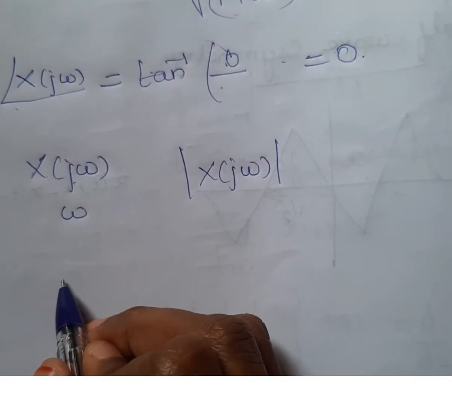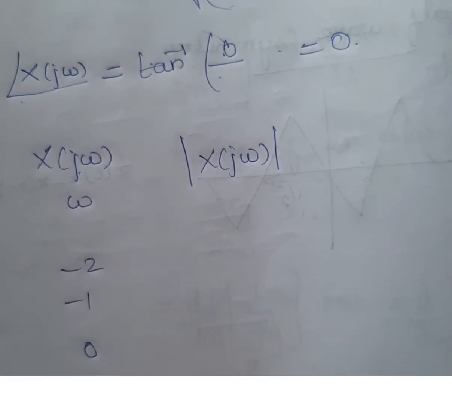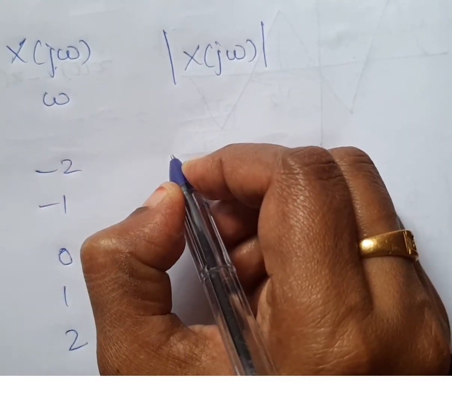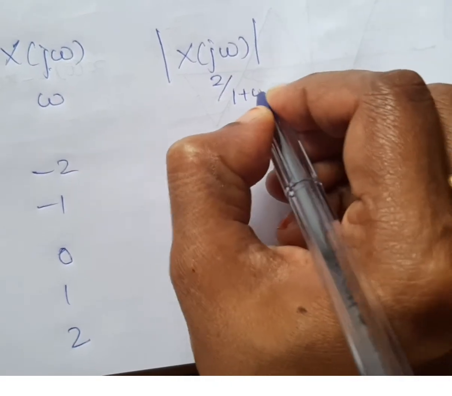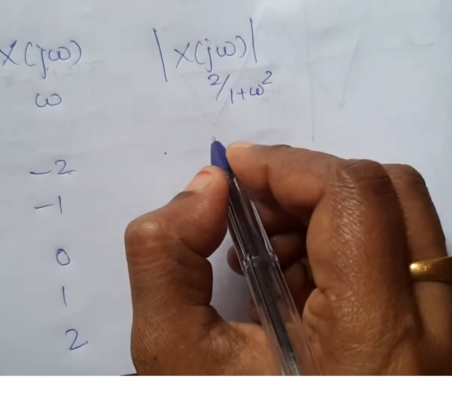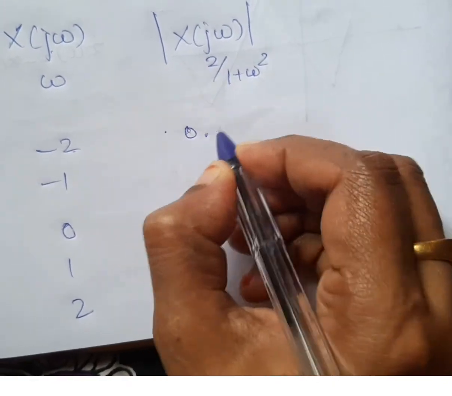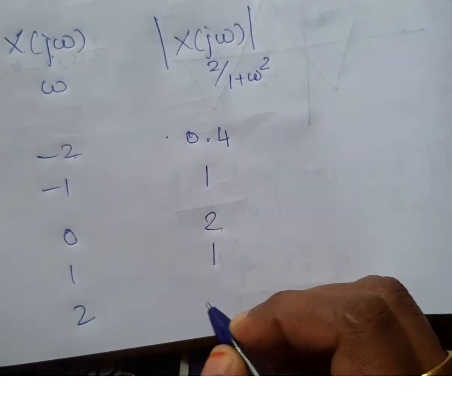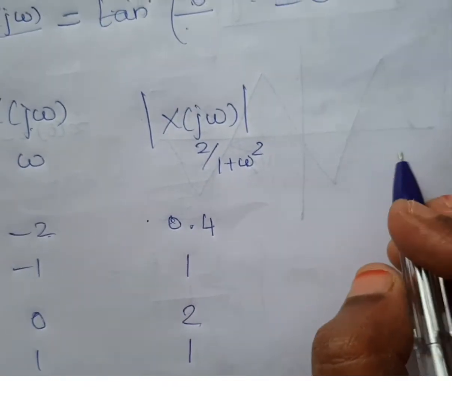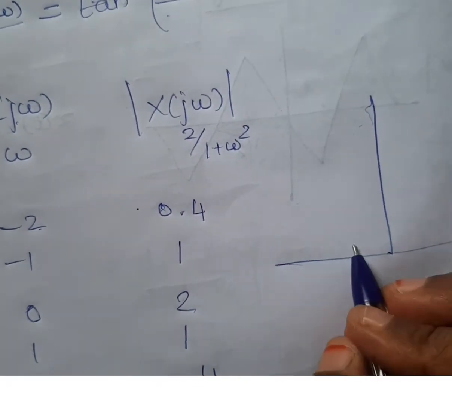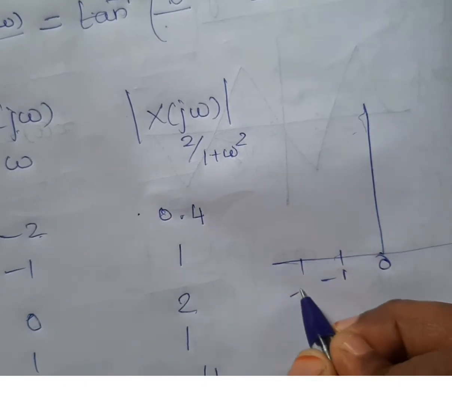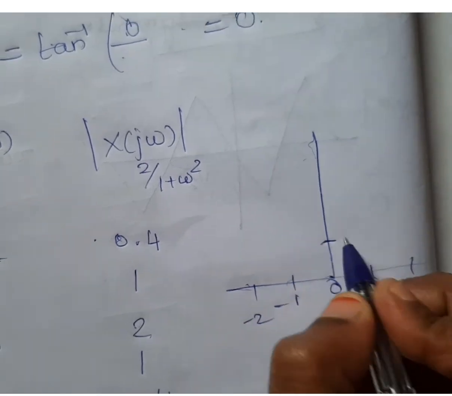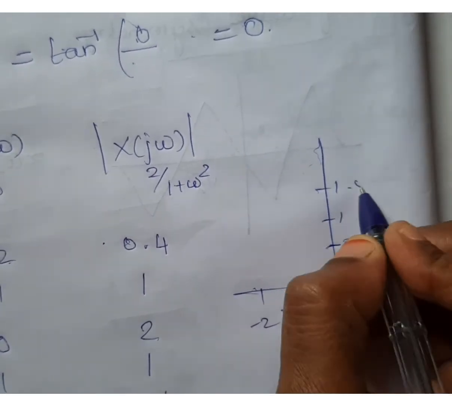Okay, so if you substitute different values, you can take -2, -1, 0, 1, 2, etc. Okay, so now if you substitute -2 in magnitude of x of j omega, that is 2 by 1 plus omega squared. In this omega, if you substitute omega -2, -1, etc., the value is 0.4, here 1 and here 2, here 1 and here again it is 0.4. So now can we plot this? So if you plot here, the value is 0, -1, -2 and here 1, 2. Here you can take as 0.5, 1, 1.5, 2, etc.